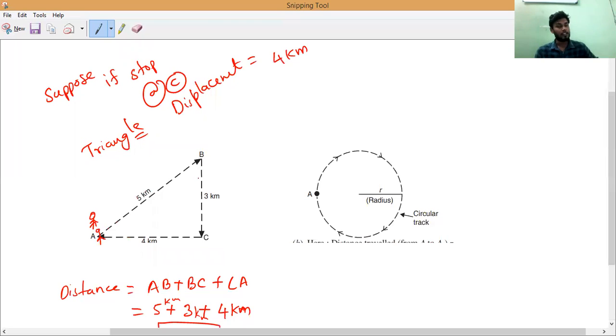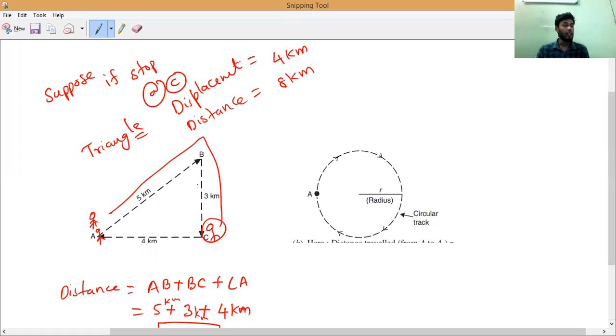Very good. Understand? By that time, what is the distance? Only AB and BC. Correct or not? AB and BC, so 5 plus 3, how much? 8 kilometers distance when he stops here. Clear, everybody? Now, for example, if he stops at point B, Danishkar, Vartini, can you say? If he stops at point B, then what is the displacement?